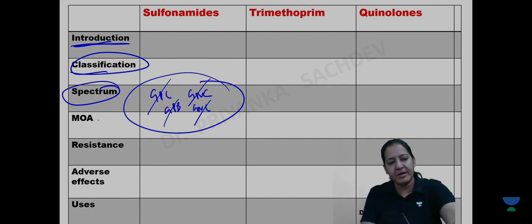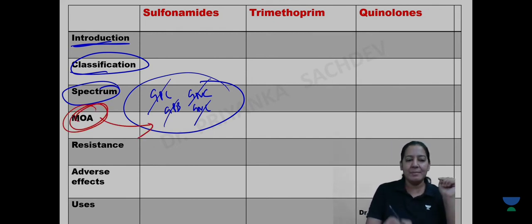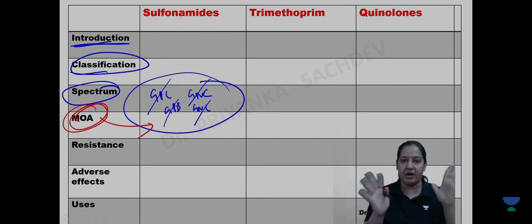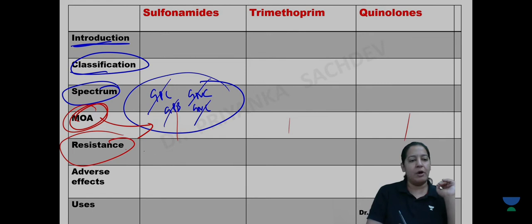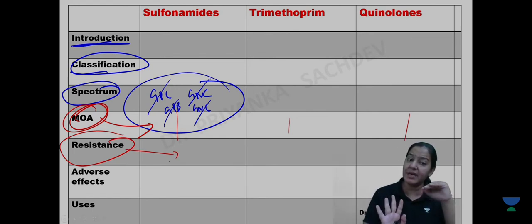Coming to the most important heading, the mechanism of action. What's the mechanism of action of that particular drug, right? In this, you have to draw the flow chart with the diagram. I always give a flow chart here. Then tell me the resistance. Nowadays, bacteria are developing resistance. So tell me the ways how bacteria produce resistance to that particular antibiotic.